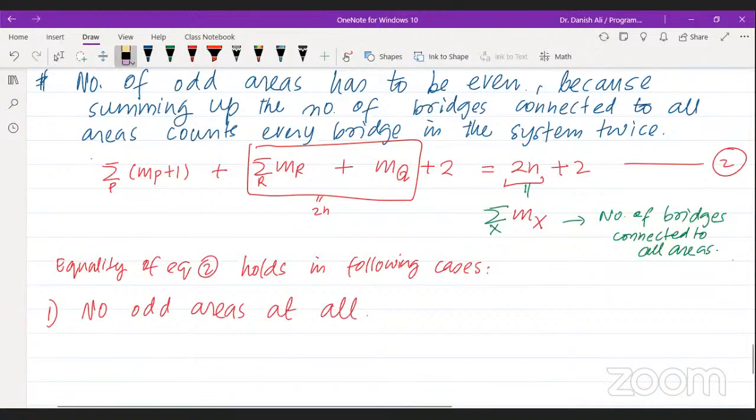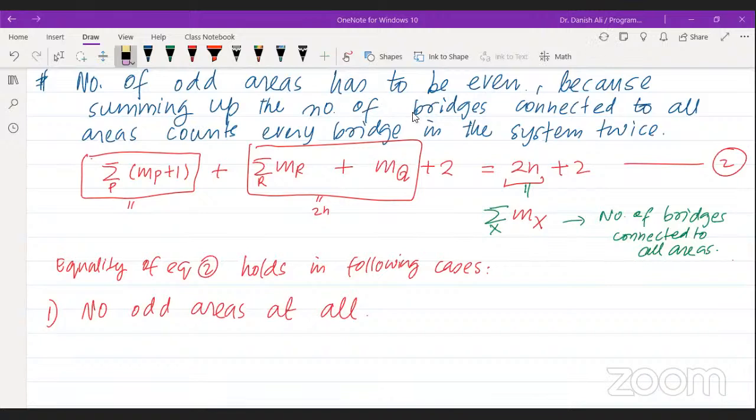So you will get one solution for the Euler path: you will have the Euler path if there is no odd area. No area has an odd number of bridges; in each area, the number of bridges connected is even. Do you understand? Because if there are no odd areas, this sum becomes 0. This becomes 2n, this is plus 2, so 2n plus 2. On the right hand side, you have 2n plus 2.